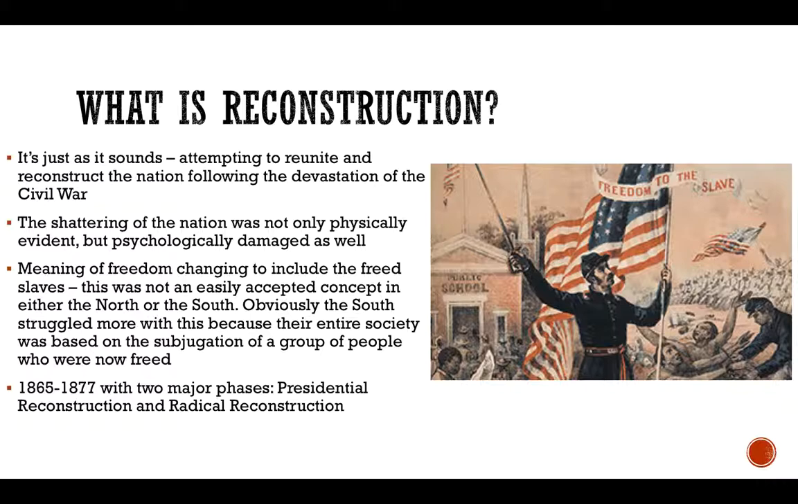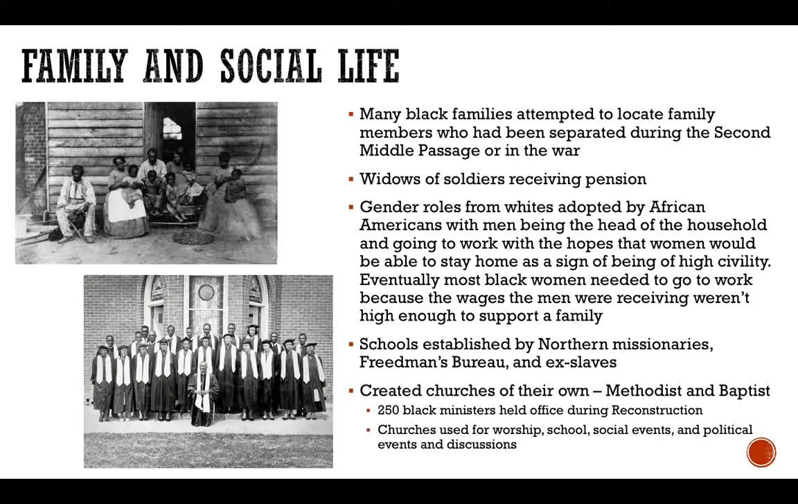So 1865 to 1877 encompasses two major phases. There's the presidential reconstruction, and then there's also radical reconstruction. So we'll talk about both of those.